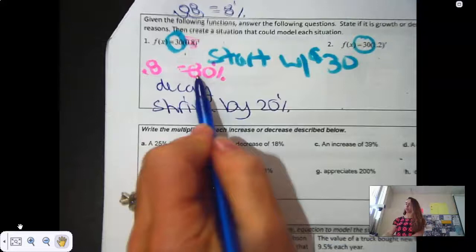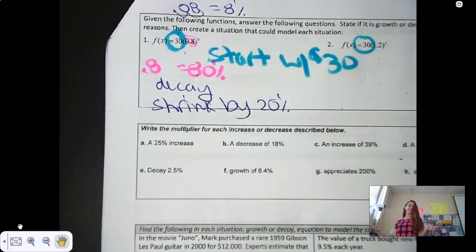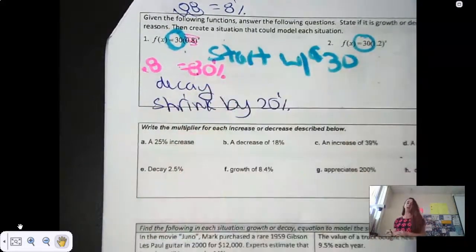Because what's happening? I was at 100%, but now I'm at 80%. So I lost 20% of myself. Okay? All right. And I understand that can be a little bit difficult if you're struggling with percents. Let me give you another example.